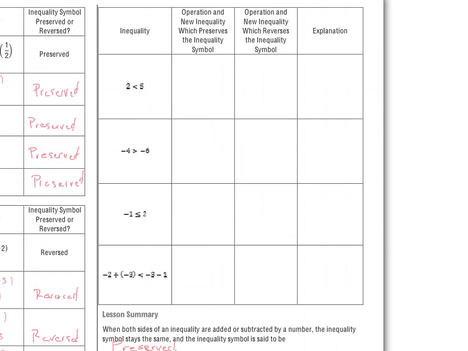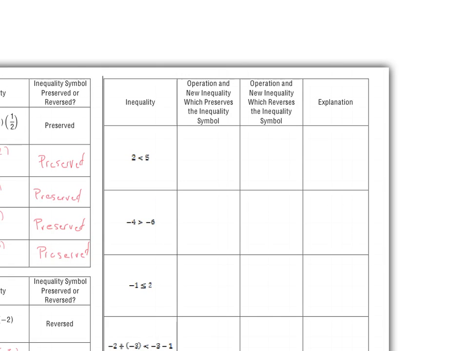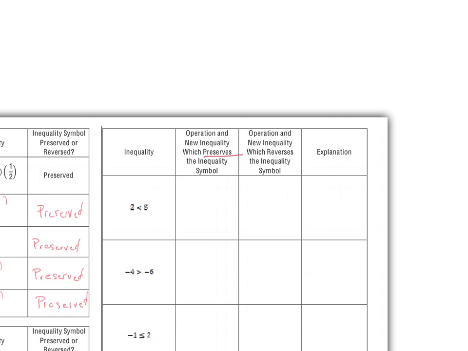I'll do the first one as an example with you, and the rest you'll need to do on your own. So looking at this, we're going to be choosing in this first column an operation that will preserve the inequality symbol. So for instance, I know that if I add 3, that will preserve the inequality symbol. And over here, I'm going to choose an operation that will reverse the inequality symbol, such as multiplying by -1.